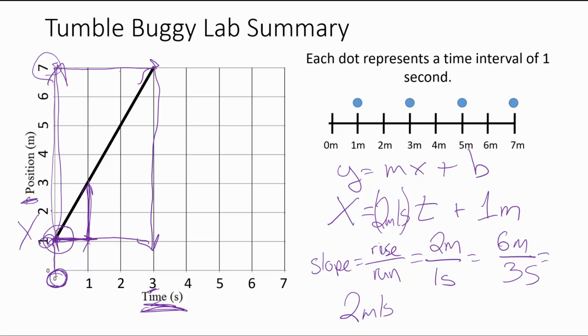So this is going to be our final equation for this particular tumble buggy. The equation that describes this tumble buggy's motion is x equals 2 meters per second times t, plus 1 meter. That tells us that the starting position of the buggy was 1 meter, and as we've talked about, that slope represents the velocity. Its velocity was 2 meters per second.